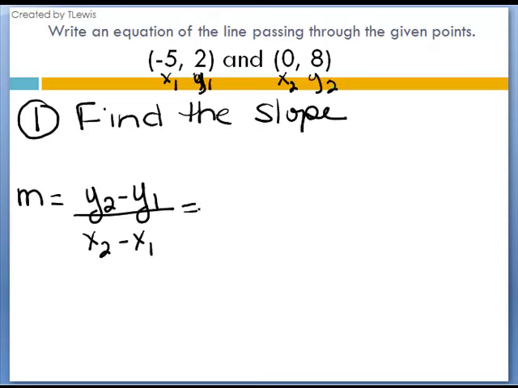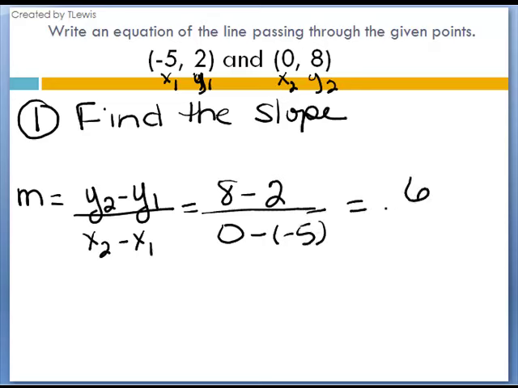So let's substitute. We have 8 minus 2 over 0 minus -5. And we have 8 minus 2, which is 6. 0 minus -5 in turn is 0 plus 5. So we have a slope of 6 over 5. So we have a slope.